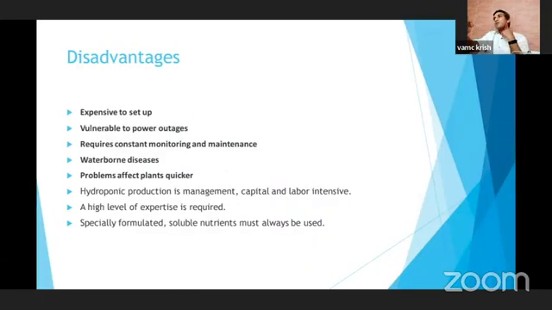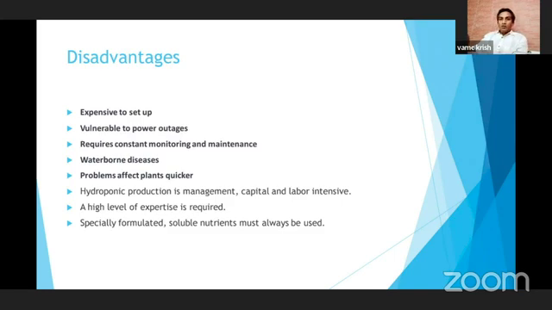Again, coming to the disadvantages of hydroponics: it is expensive to set up, because NFT and DWC are different types of systems, and we need to invest more. But that is a one-time investment only. It is not suitable for small farmers. That is the main expense for setup.